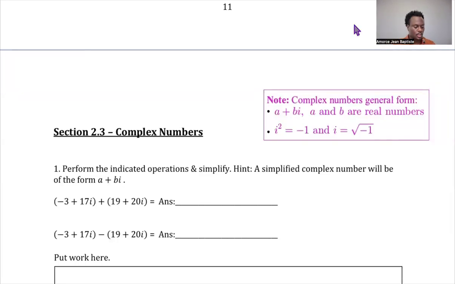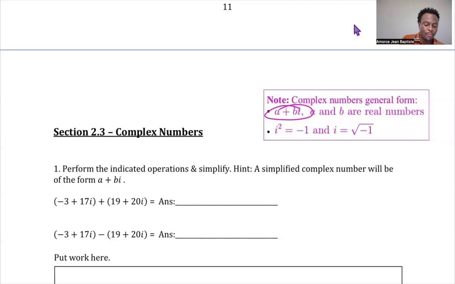Okay, so this is section number 3, complex numbers. One thing about complex numbers, we have two important points. The first one is the general form of a complex number, that is a plus bi, where a and b are real numbers.